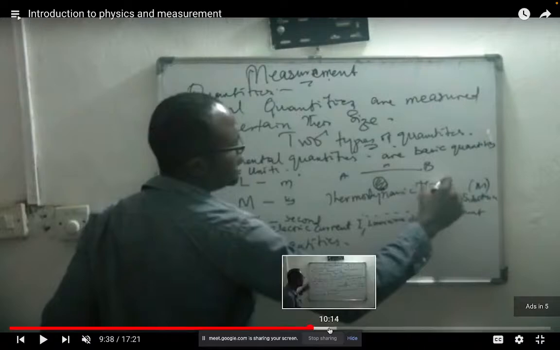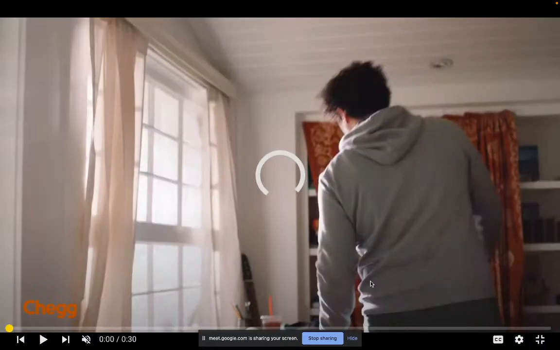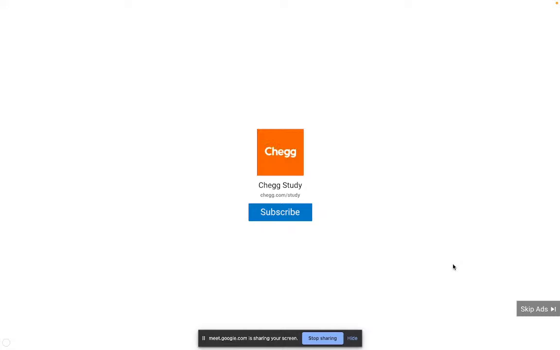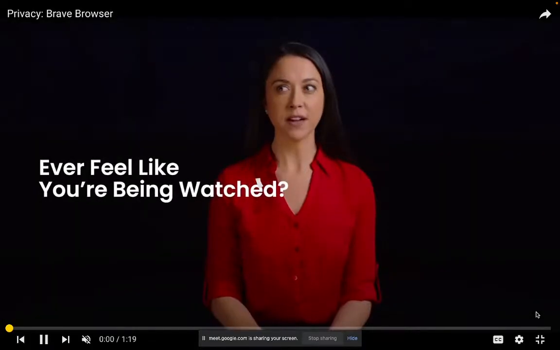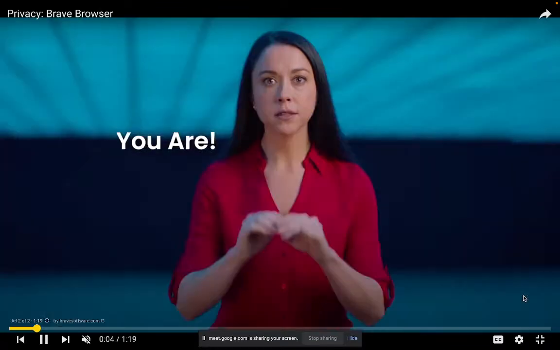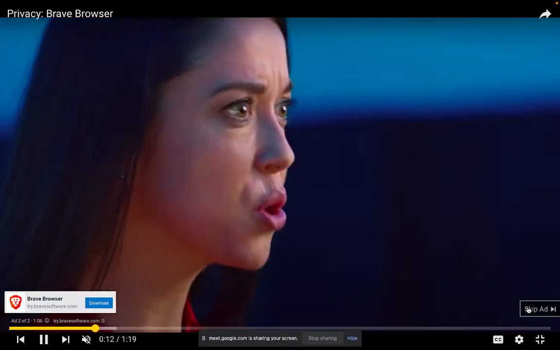So you see that you can actually combine the fundamental quantities by multiplication or division in order to get the derived quantity. Okay, so JAMB is going to ask you which of the following is not true about fundamental quantity? Which of the following is not true about fundamental quantity? So what is very true about fundamental quantities is that from fundamental quantities you can get derived quantities. And fundamental quantities are actually basic quantities. Okay, so that is very, very important.